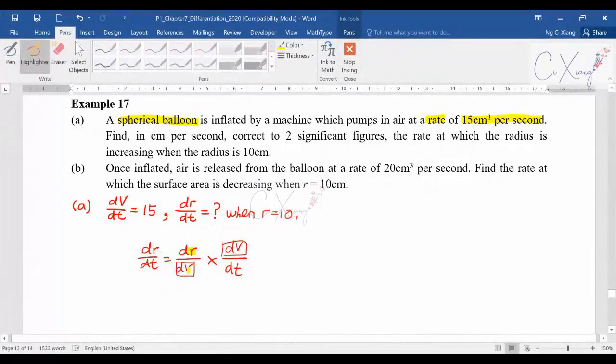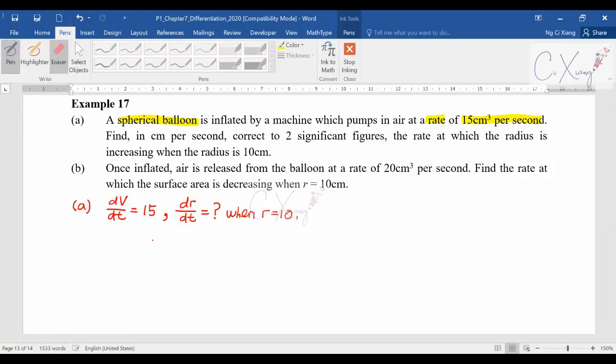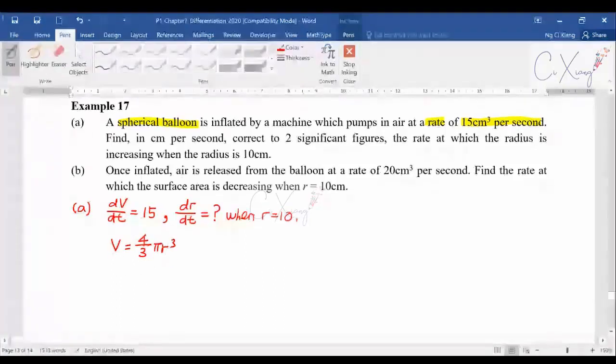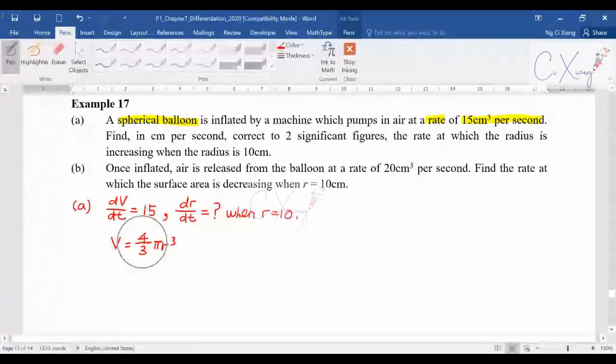Okay, so r is radius, V is volume. So you need to think of one formula that involves the volume and radius. What is the formula of the volume of a sphere? I hope that you can recall it a bit. The answer is 4 over 3 pi r power 3. So all this information, if you can, try to go and do some simple revision on it: the volume of a sphere, the surface area of a sphere, and so on. Okay, all right. So this is what I have here.